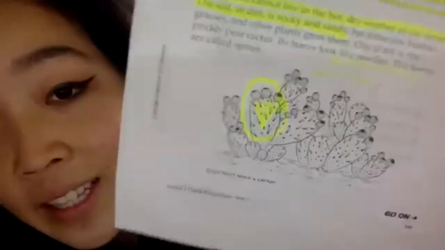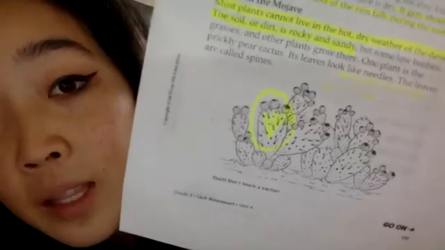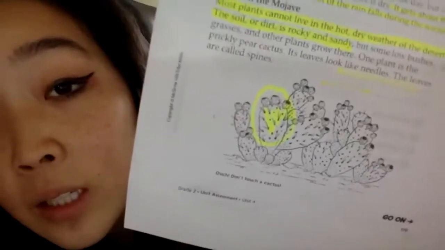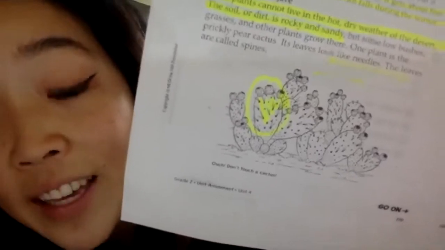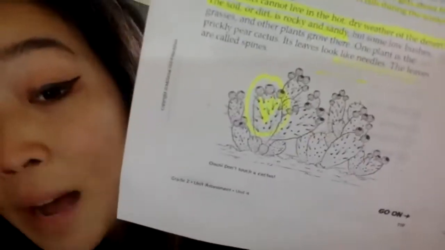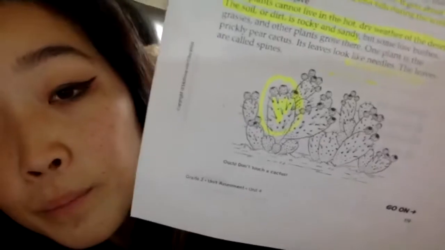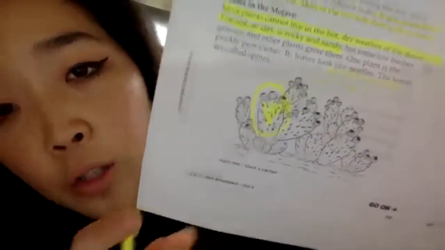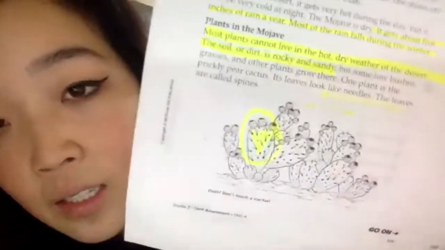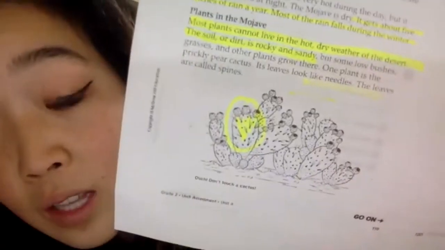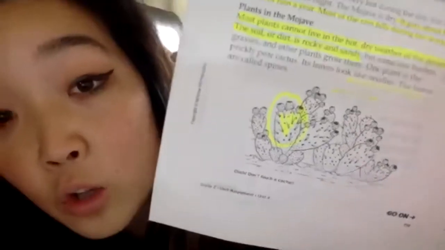So in the picture, I can see that the prickly pear cactus has little spikes. Its leaves look like needles. The leaves are called spines. So those spikes are called spines. And then I also see something that's growing on top of the cactus. I'm assuming that's the prickly pear part. So I'm going to also circle the cactus or the pear part.